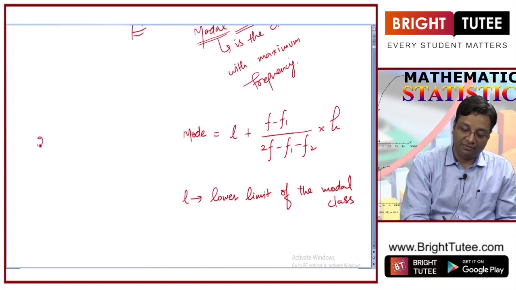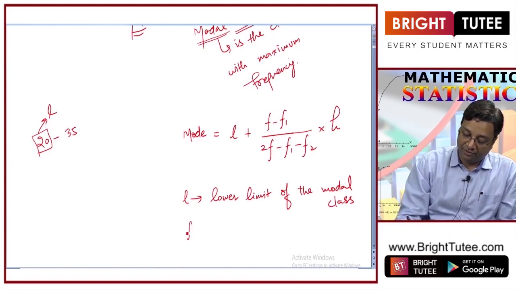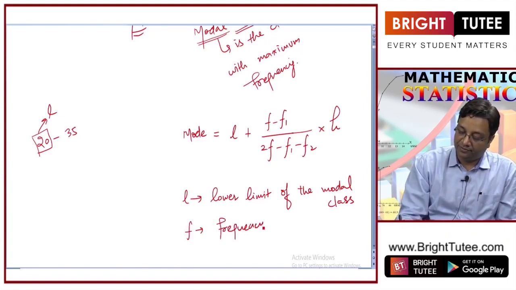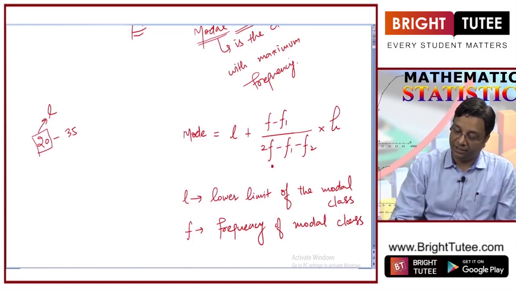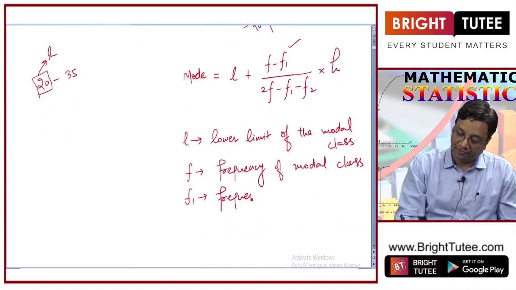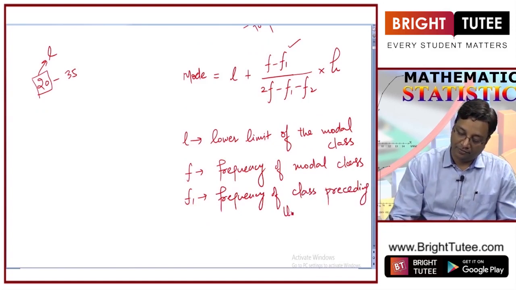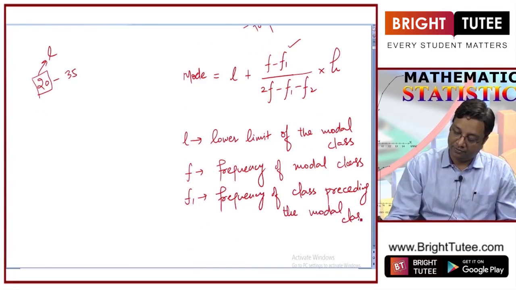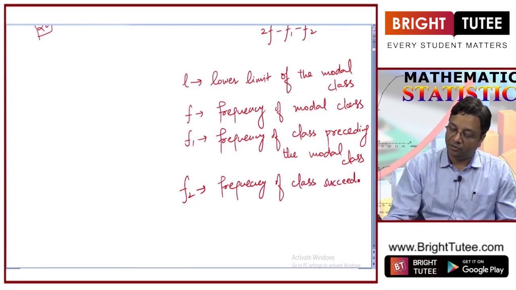Let us say the class having maximum frequency is 20 to 35. So this will be our L, the lower limit of the modal class, and f is the frequency of the modal class, which obviously is the maximum frequency. f1 is the frequency of the class preceding the modal class, and f2 is the frequency of the class succeeding the modal class.